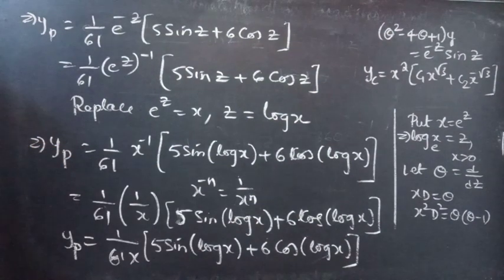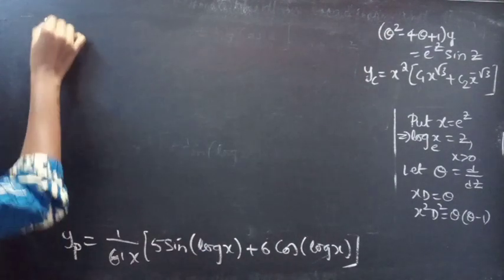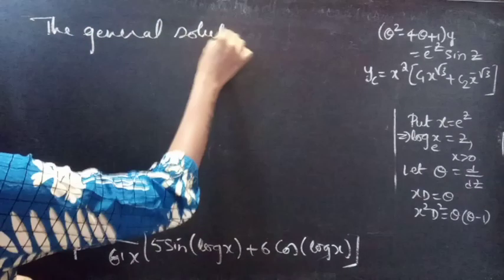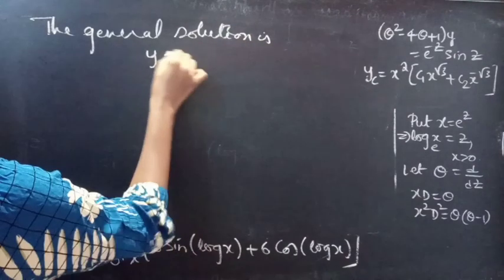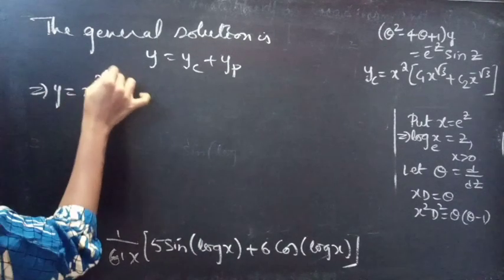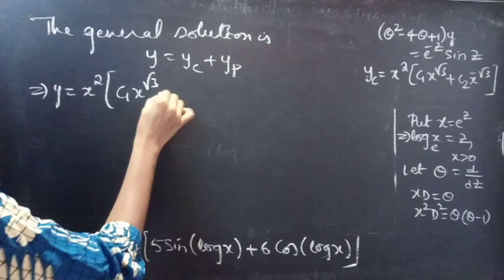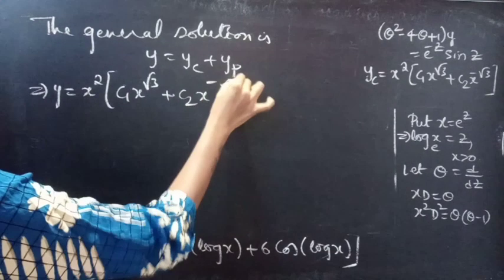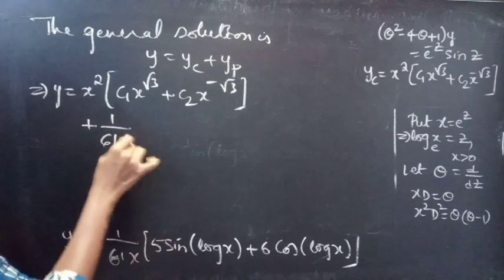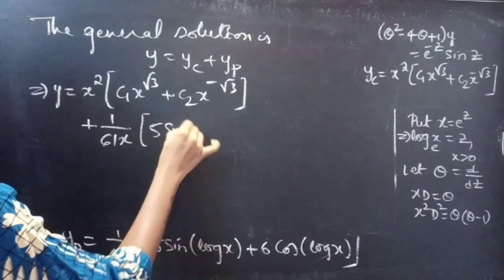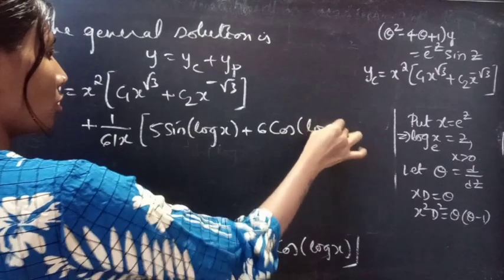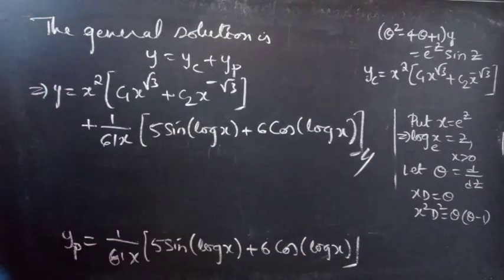Now let's write the general solution. The general solution is given by y equals yc plus yp. Then y equals, for yc we have x square into c1 x power root 3 plus c2 x power minus root 3, and yp is 1 by 61x into 5 sine of log x plus 6 cos of log x. This completes the problem.